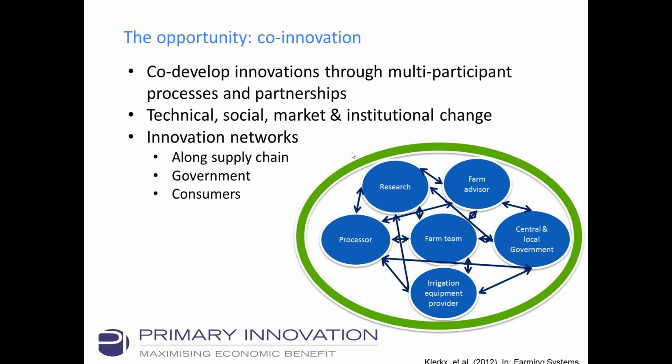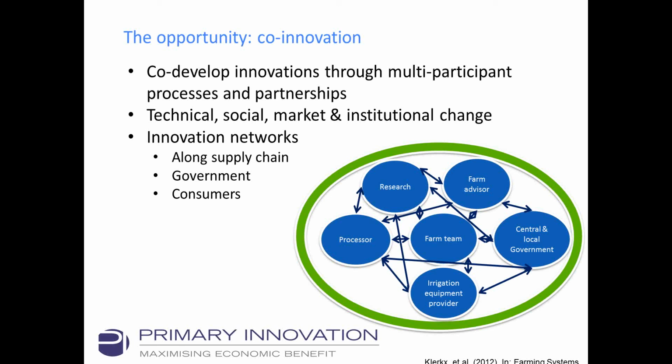So just in a different format, I guess, the co-development of innovations through multi-participant processes and partnerships. As I pointed out, we need all these different people, the rural advisor, the farmer, Irrigation NZ, as well as the regional council, to work together to make the water use more efficient. And that comes with all sorts of technical, social, and institutional changes.